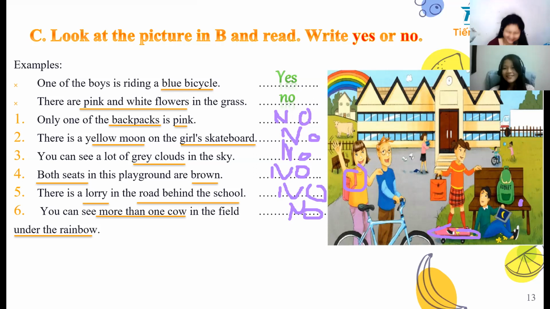Okay. I'm done. Are you sure you read the sentences properly? I think all of these are no. Because only one of the backpacks is pink, but there are two backpacks by the gable. But the sentence is, only one of the backpacks is pink. How many backpacks do you see? Oh, I have one. How many backpacks do you see in the picture? This one has one backpack. So it's yes.